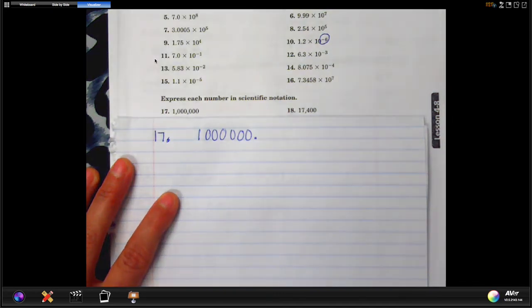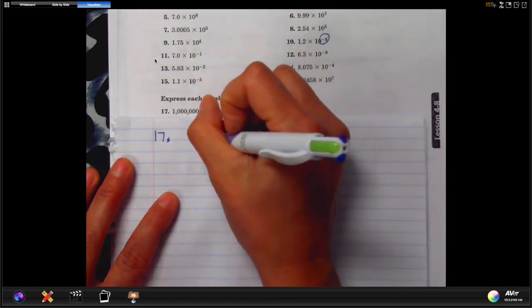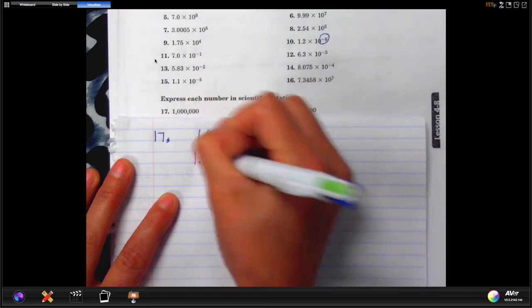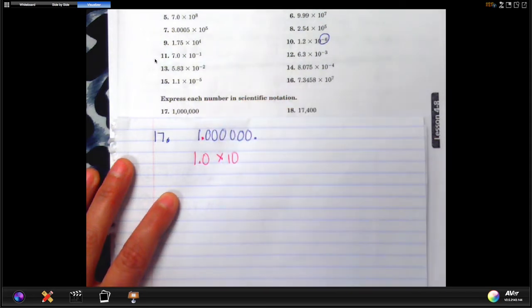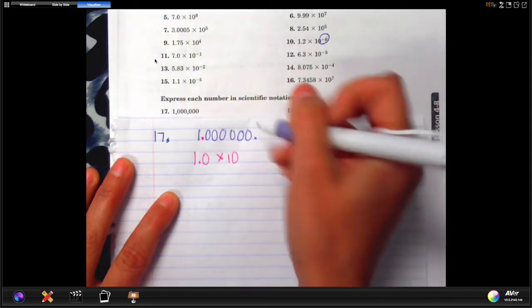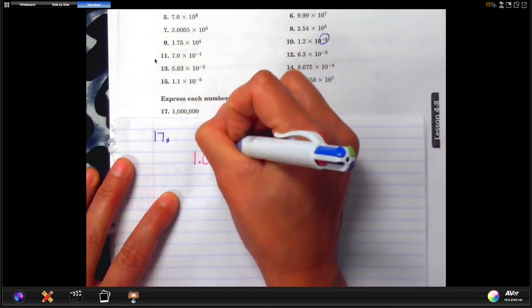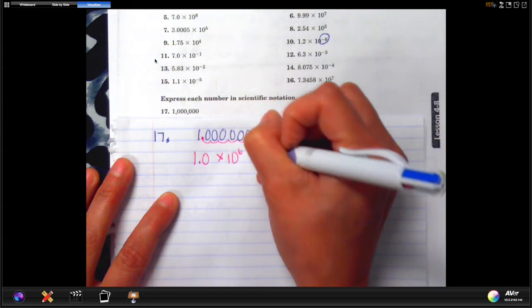So we need to move the decimal, and we need to move it right behind the 1. So we have 1.0 always times 10, and the number that's the exponent is how many spots? 1, 2, 3, 4, 5, 6 spots. That's our answer.